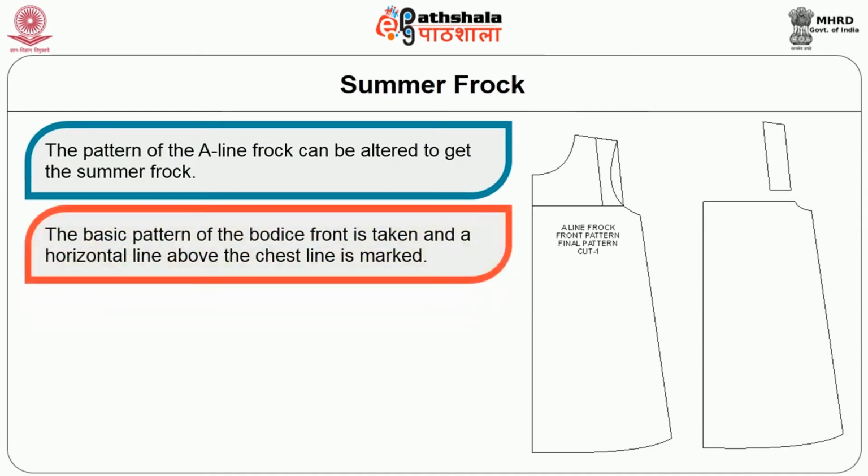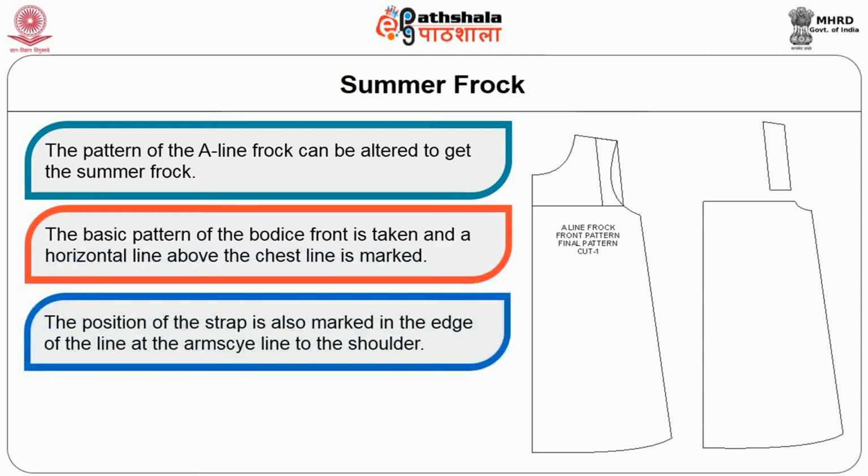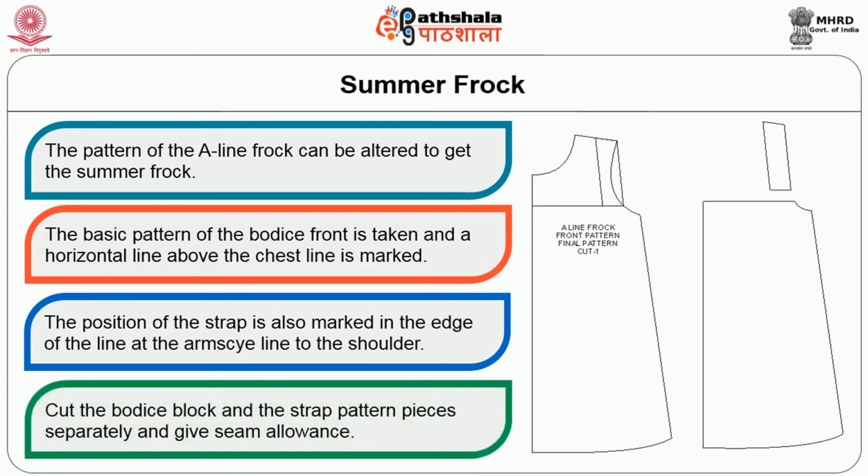The basic pattern of the A-line frock, that is the body's front, is taken and a horizontal line about the chest line is marked as shown. The position of the strap is also marked in the edge of the arm side line to the shoulder line as shown. Cut the body's block and the strap pattern separately and give seam allowances.